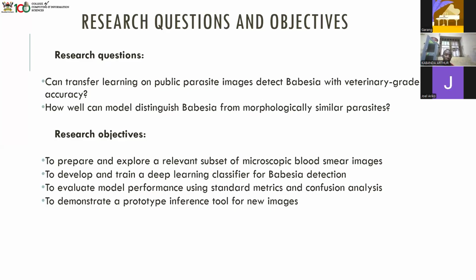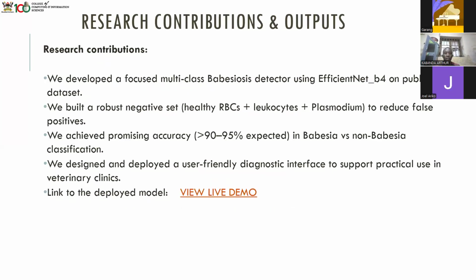That is our graduate who is working on it, supervising the interface for detecting babesiosis. So these are the research contributions and outputs that we came up with. We developed a focused multi-class Babesia detector using our base trained model, EfficientNet-B0, which was efficient before on public datasets. So we built a robust negative set whereby we combined the healthy red blood cells so that we can reduce the false positives.